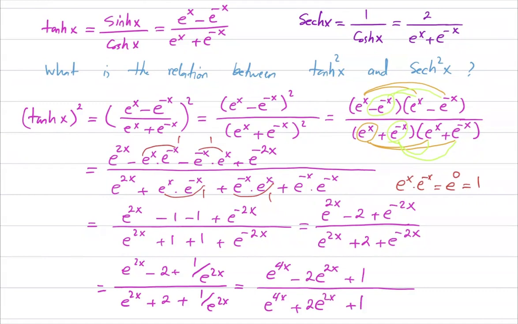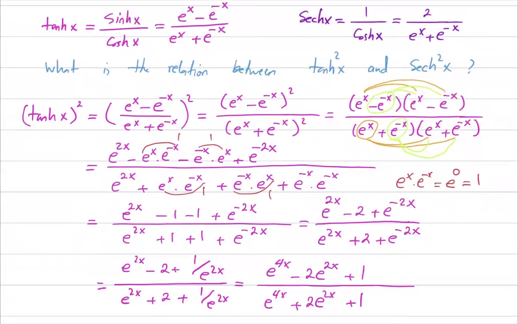So this is all hyperbolic tangent to the second power. Now let us move on and work with hyperbolic secant to the second power.